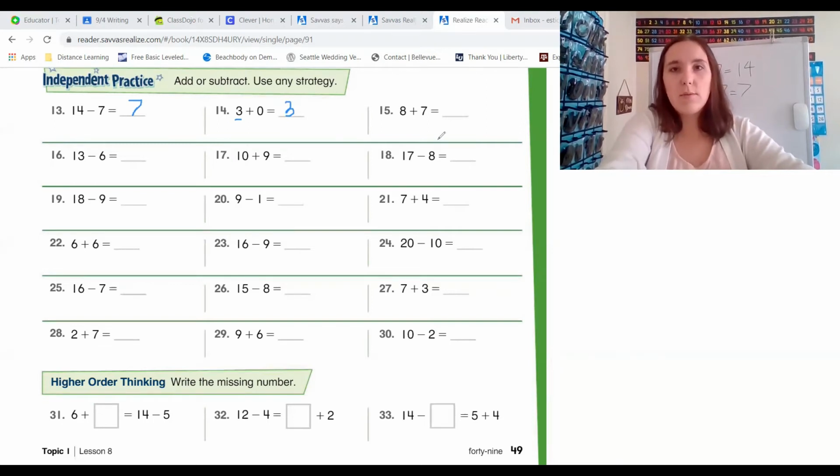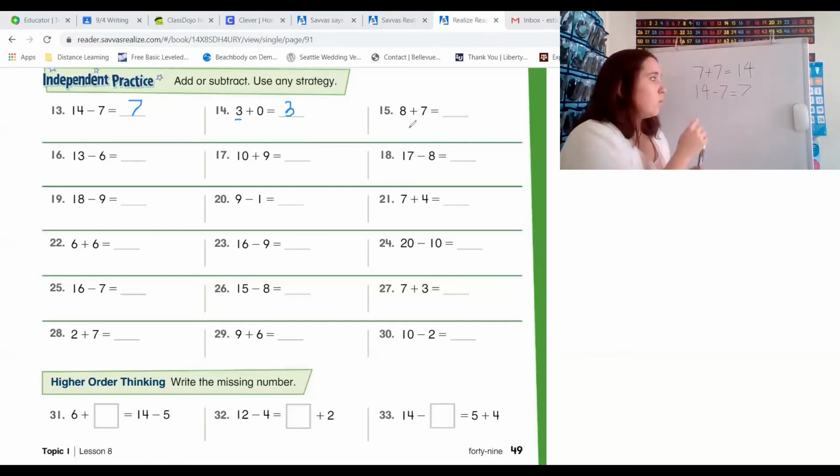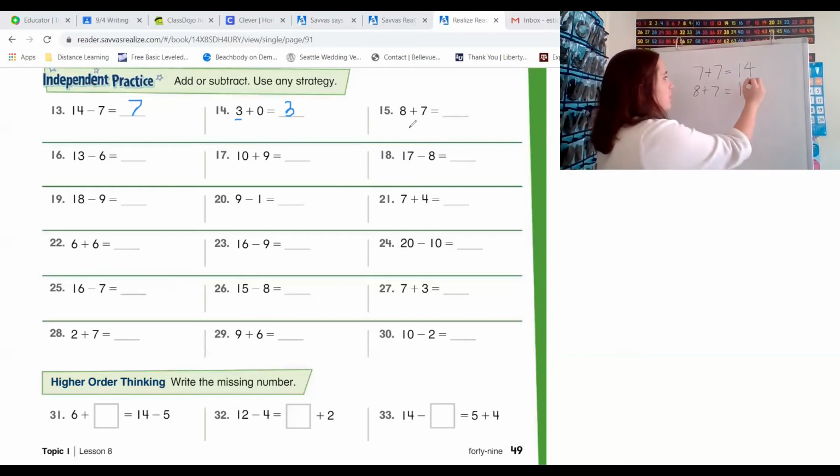Okay, one more. Let's do number 15 together. 8 plus 7. Okay, I'm going to use another doubles fact here. I know that 7 plus 7 equals 14 because I did that up on the board, right? Well, if I do one more, 8 plus 7, 8 is one more than 7, so that means my answer has to be one more. One more than 14 is 15.